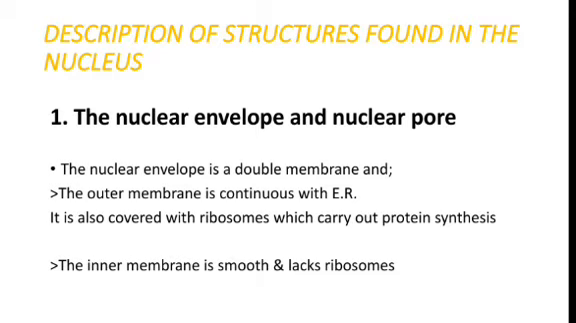For the case of the inner membrane, it is smooth and it lacks ribosomes. So that is the nuclear envelope. It has two membranes. The inner membrane is smooth and lacks ribosomes, whereas the outer membrane has endoplasmic reticulum, and therefore it contains ribosomes which manufacture proteins.